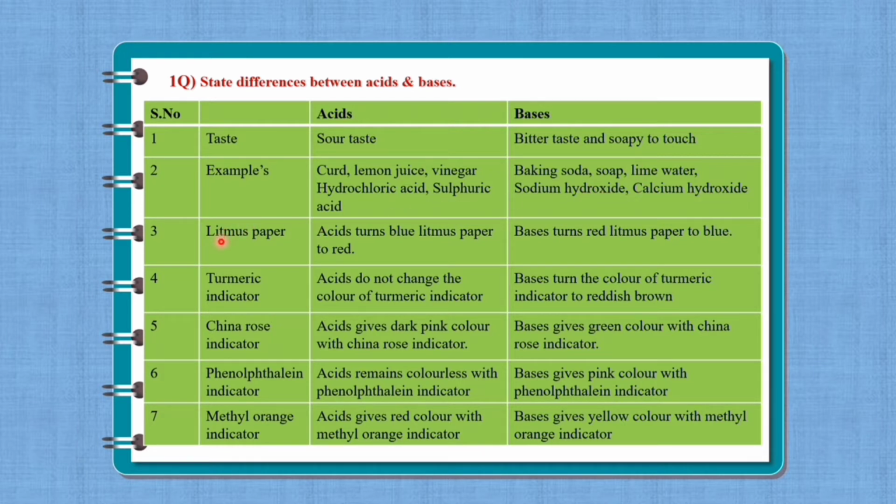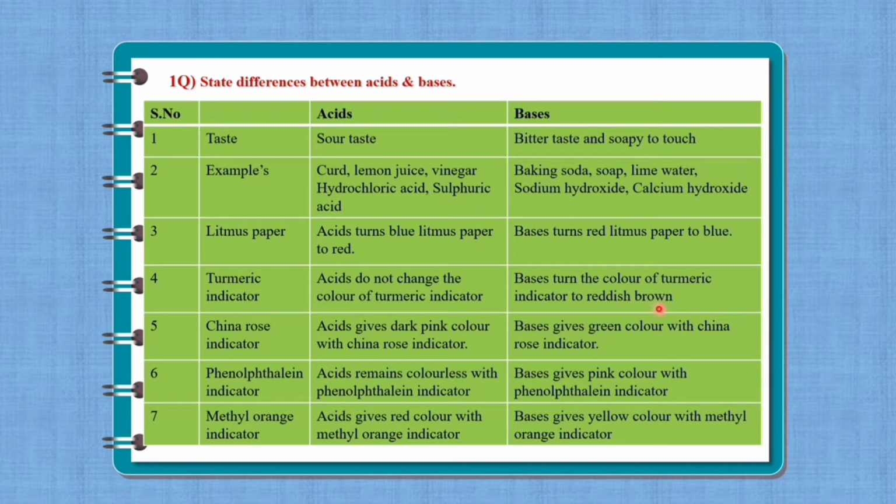Number 3, litmus paper. Litmus is a natural indicator. It is available in two forms of litmus paper, blue litmus paper and red litmus paper. Acids turn blue litmus paper to red. Bases turn red litmus paper to blue. Number 4, turmeric indicator. Color will be yellow. It is a natural indicator. Acids do not change the color of turmeric indicator. Bases turn the color of turmeric indicator to reddish brown.